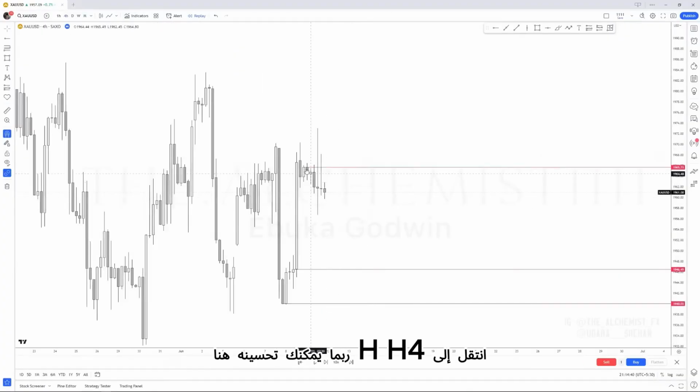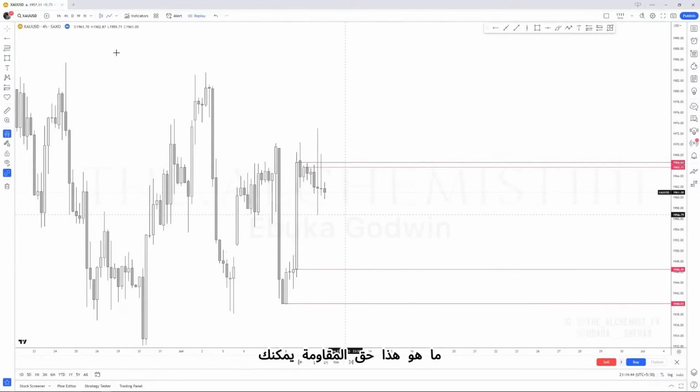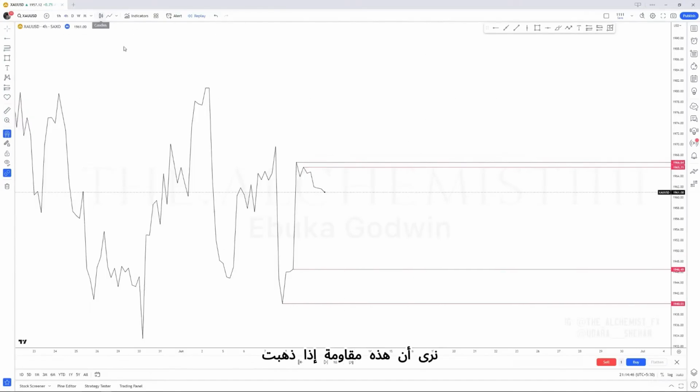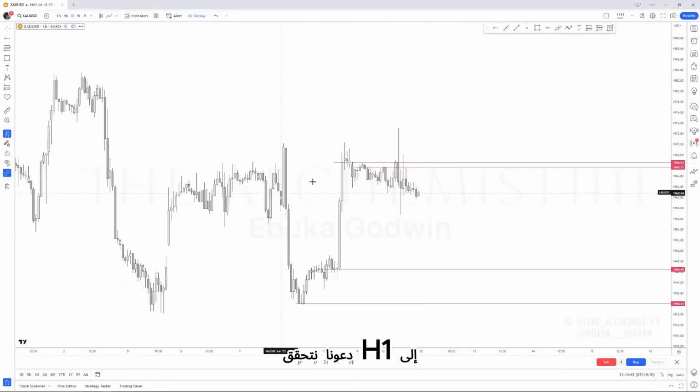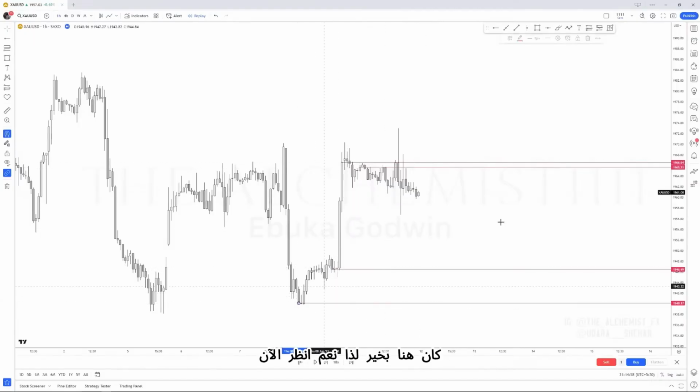So if you go to H4, maybe you can refine it here. What is that? A resistance, right? Can you see that? That's a resistance. If you go to H1, let's check H1. Yeah, maybe see here. We have another resistance in here. This was the daily level. You can use this. This is where I bought it, got stopped out. Where my next buy was right here.